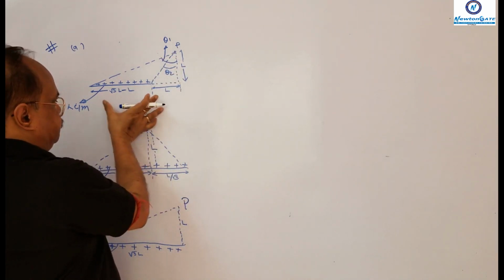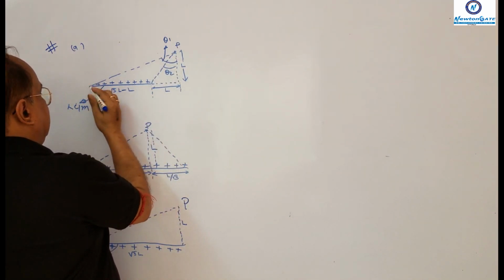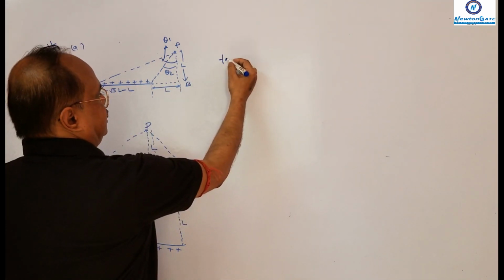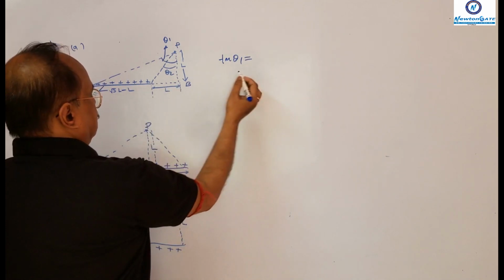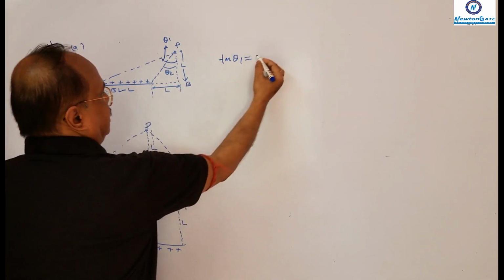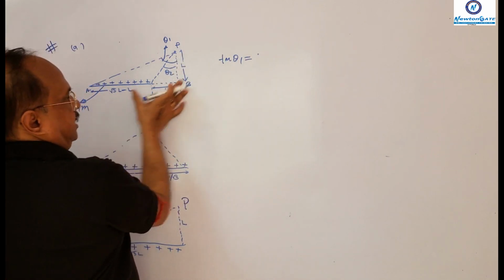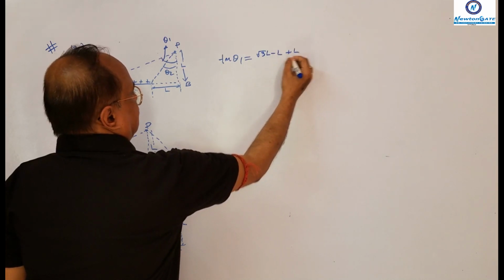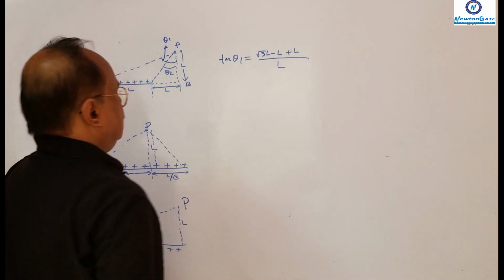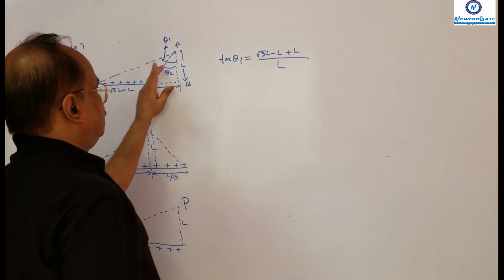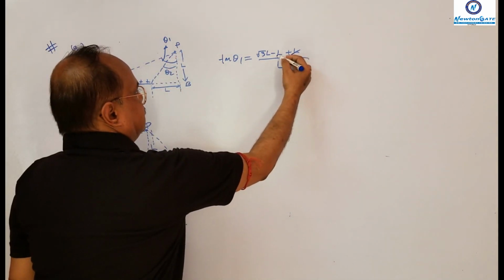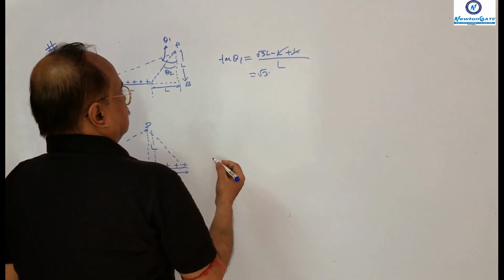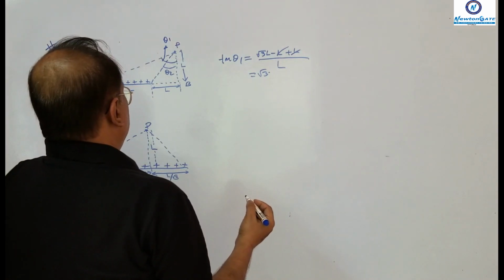So I have taken the base as, if I think of this as the base AB, you can take tan theta 1 will be equal to this plus this, that is root 3 L minus L plus L divided by L, opposite by base, because this is our theta 1. So here the L gets cancelled out, and this is root 3 L minus L.